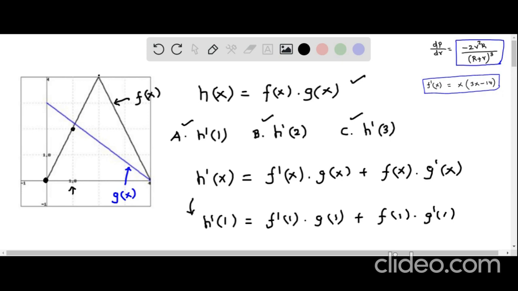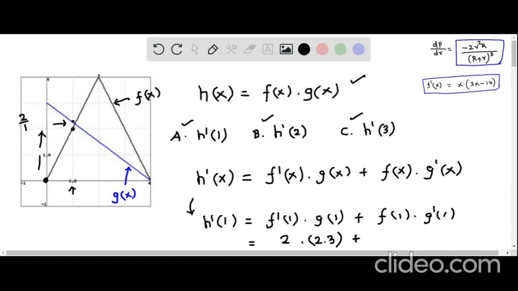So the rise is 2, and the run is 1. So it is 2 over 1, which is 2. Therefore, f prime of 1, which is the slope of the function f of x at x equal to 1, is 2, times g of 1, which is the value of the function at x equal to 1. So we have to look at the blue line, and this seems like approximately this point, which we can write as 2.3.